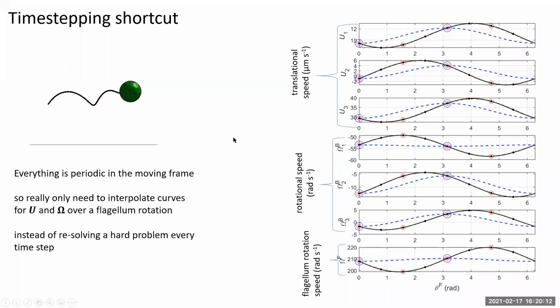So because everything is periodic in this moving frame, we only really need to interpolate these U and omega in the moving frame over a tail rotation, just one rotation of the tail.